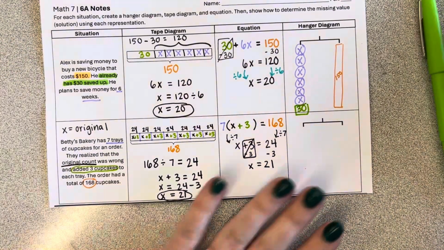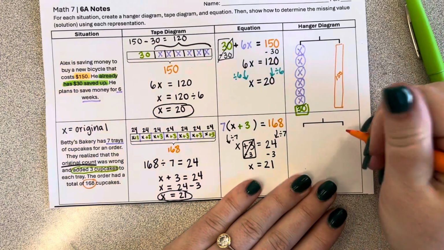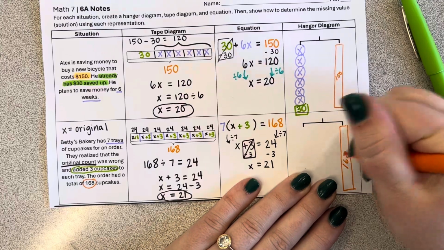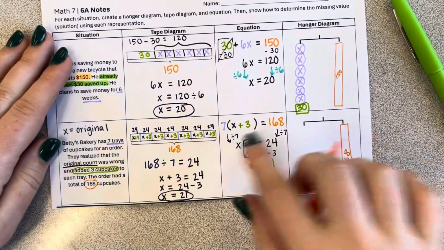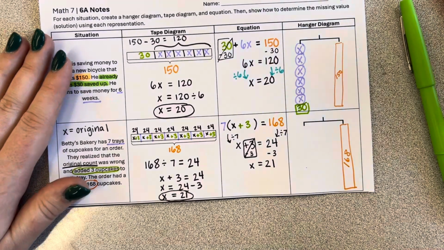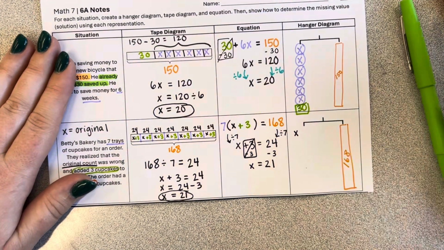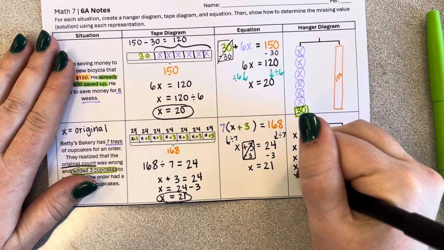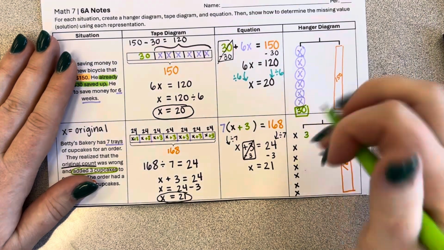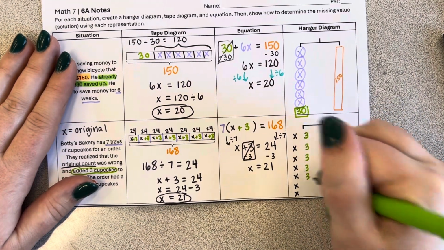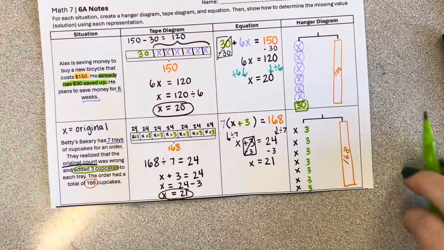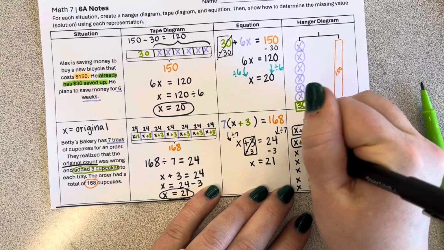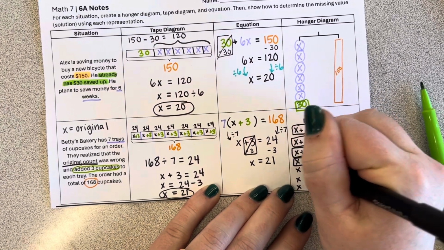And then again, I'm just gonna draw the hanger here, but you can look at both of these examples as steps to actually find the value. So we have 168 as our total, so that's one side of our hanger, and then the other side is going to be 7 groups of X plus 3. So X and 3, 7 of them. And you can put shapes around these. I'm just going to make them all their own little pods.